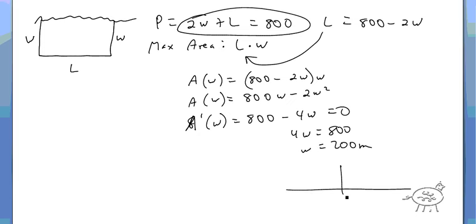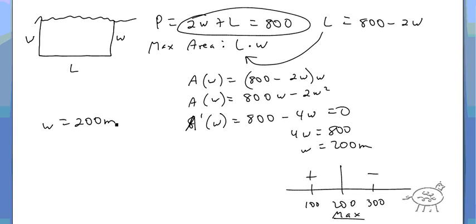Okay, we're going to do our nice little interval testing. It doesn't really matter, we can do 100 and we can do 300. And this is going to be plus here and minus here. So this is a maximum value. And so our width, that's what they're asking for, the width, so the width is 200 meters.